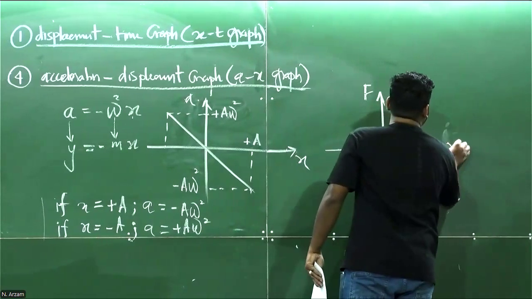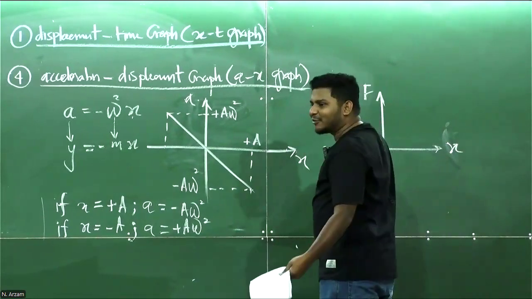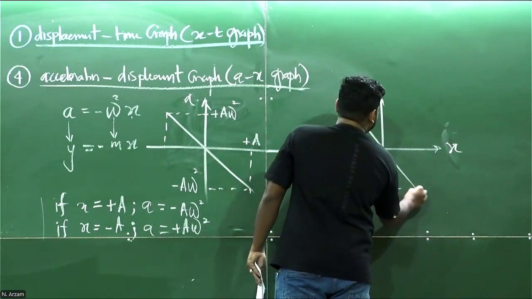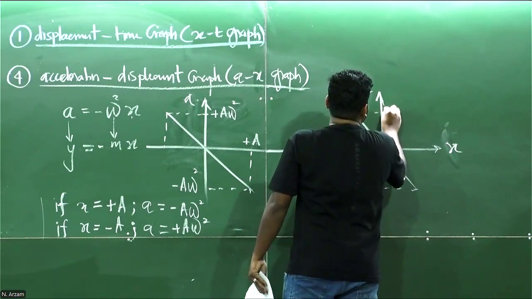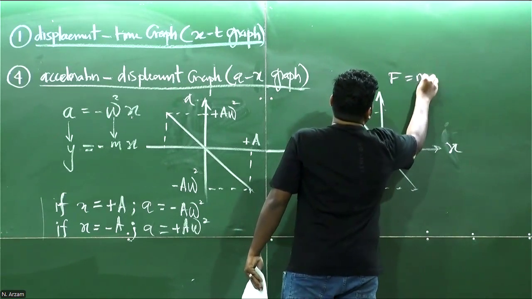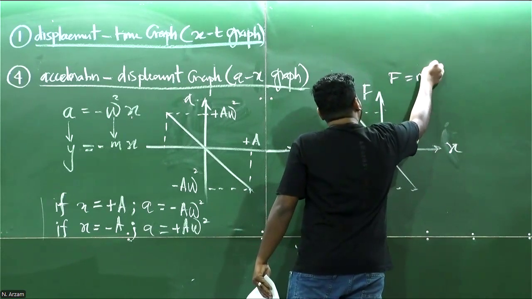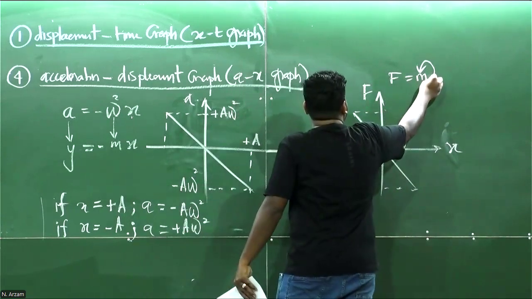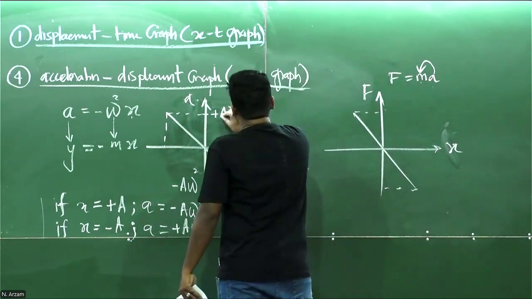What about the Fx graph? Is it also the same? It looks like this. The difference here is the values. For the force, we need to apply F equals ma. So we need to multiply the acceleration by mass. When we multiply the acceleration by mass, here this is omega square.